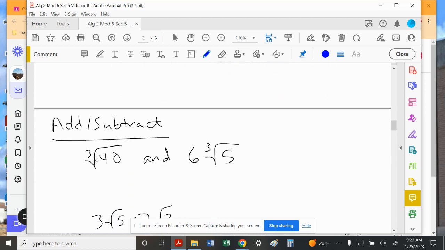Now, adding and subtracting. Can we add these together? So I think I'm going to stop here, and I'm going to do this in another video, just so that we have a different topic, which we have a few problems that we have to go through.